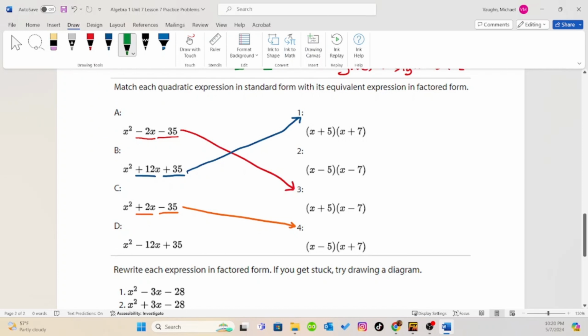And choice D, we want factors of 35 that have the same sign and join together to make negative 12. So this would be negative 5 and negative 7. So D must match choice 2. If you have any questions about how to match quadratic expressions in standard form with their equivalent expressions in factored form, please use class time to ask for clarification now before we move on to the next problem.